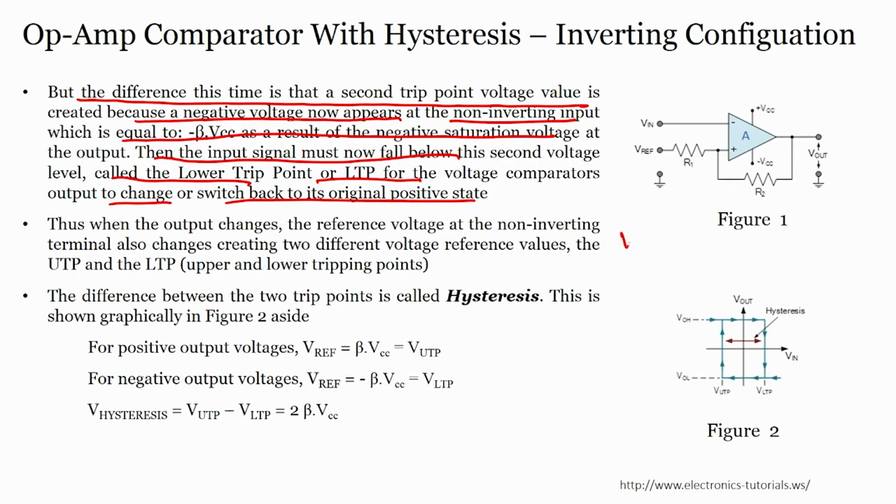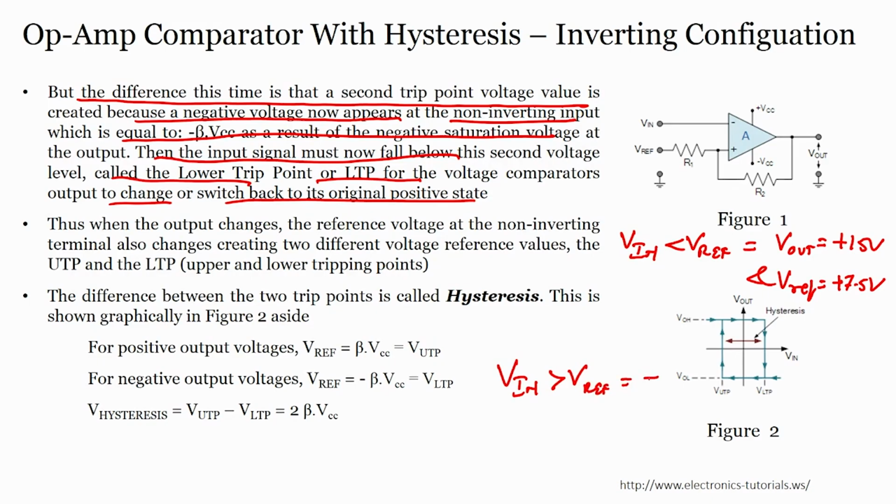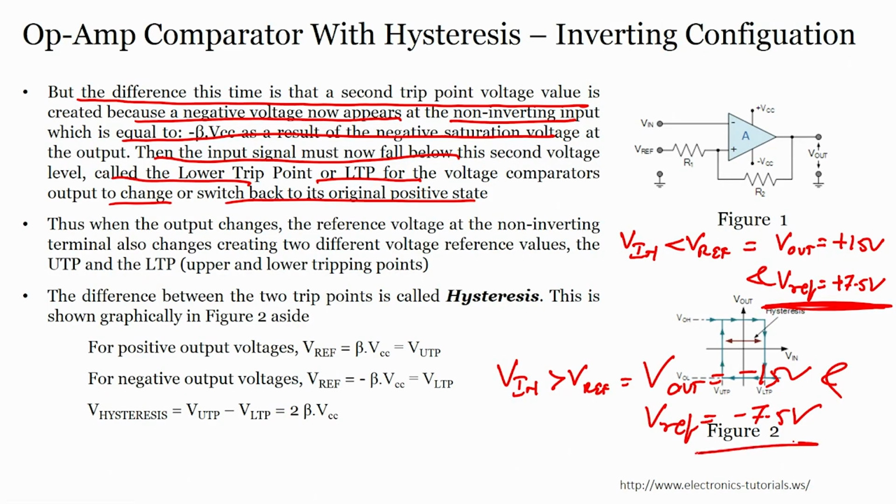So, what we have to understand is, when V in is less than V reference, my output voltage is plus 15 volts and V reference would be plus 7.5 volts. When my V in is greater than V reference, my output voltage will be minus 15 volts and my V reference would be minus 7.5 volts. Now, I have V reference 7.5, I have V reference minus 7.5. That means, if my V in is 6.5 or let us say 7 volts, my V reference voltage is 7.5 volts, my output will stay in positive saturation, that is positive 15 volts, alright.